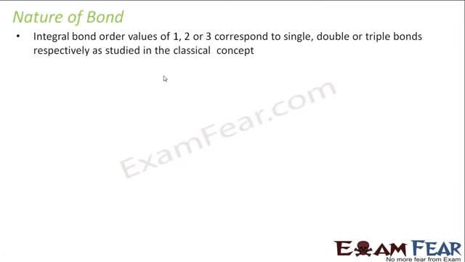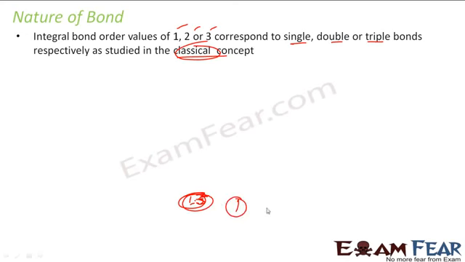So we talk about the nature of bond. An integral bond order of value 1, 2, 3 is generally for a single, double or triple bond, right? This is generally something which we learn in the classical concept, but we have seen resonance and all, right? In resonance we get 1.5 as a bond order. There we talk about resonance, correct? So if the bond order is 1, we say it is a single bond, 2 a double bond, 3 a triple bond. If it is 1.5, we say it is something called resonance.